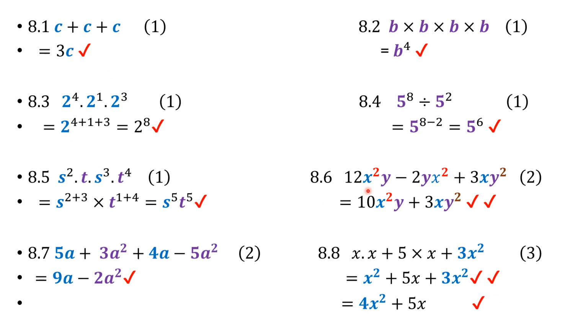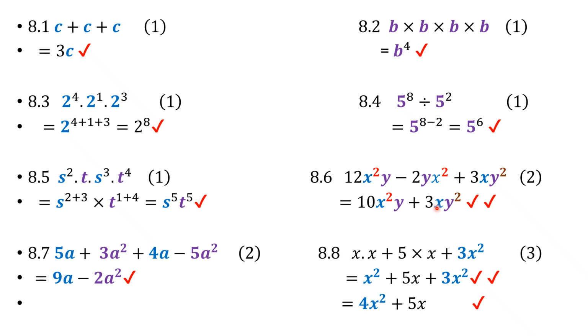8.6, 12x squared y minus 2yx squared plus 3xy squared. When there are only plus and minus signs like this, we look for like terms. So 12 x squared y and 2 x squared y, that's x squared and y, so these two are like terms. Take note, this is x to the power 1, so it's not x squared, and that's y squared, not y. So therefore 3xy squared is not a like term.